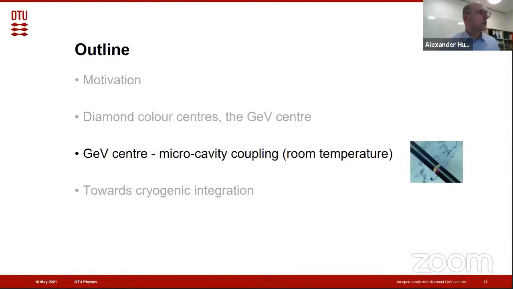This set of properties now brings me to the next part of this talk, which is about the coupling of a GeV center to a microcavity system. Because cryogenic integration is always a tricky part, in the first part I would just address a room temperature experiment, which we carried out a couple of years ago.